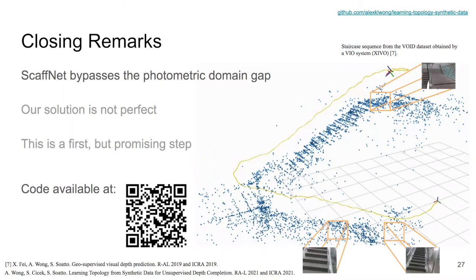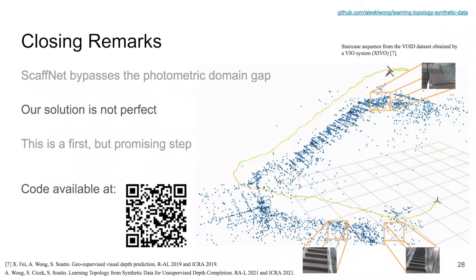So, we have proposed a method for learning a representation of sparse point clouds from synthetic data. We show that geometry, unlike photometry, persists across domains for a given scene. And by learning a map from sparse geometry to dense topology, we can bypass the photometric domain gap, which allows us to leverage the abundance of synthetic data to learn powerful representations without needing to worry about the covariate shift. But it is not perfect.